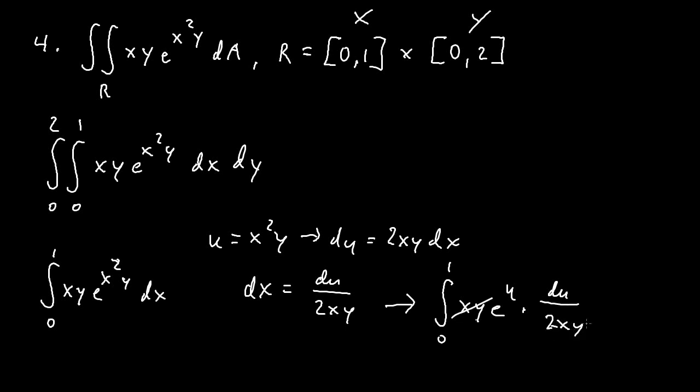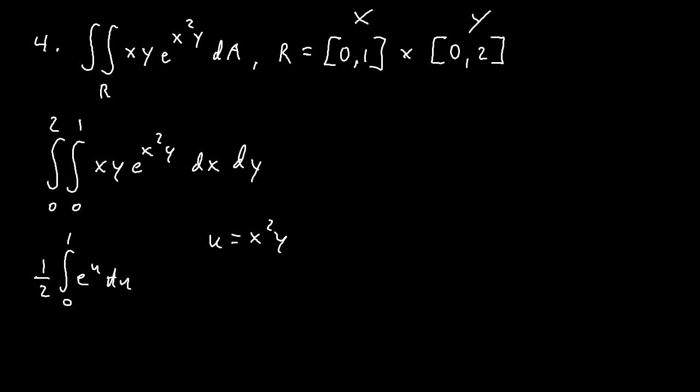Notice the x and y's will both cancel. 1/2 is a constant, so it can come outside of the integral. So we'll get 1/2 times the integral from 0 to 1 of e to the u du. So now the integral of e to the u is just e to the u. So we have 1/2 times e to the u. Now u is x squared times y, so we can go ahead and replace that back in. So e to the x squared times y.